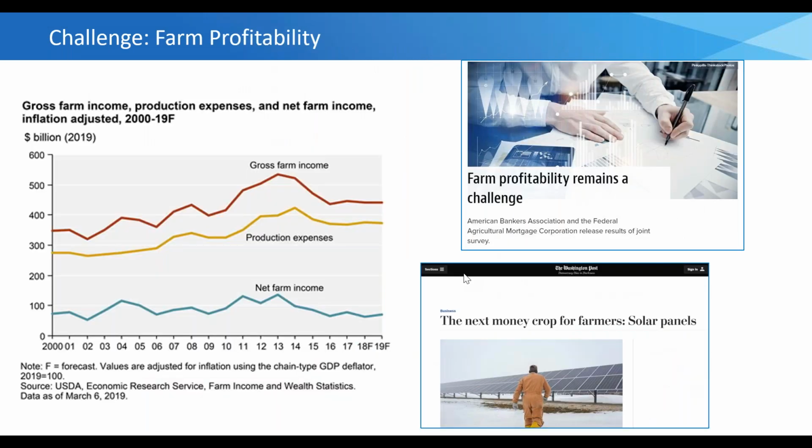This has been compounded by the fact that farm profitability has recently been declining, and we've seen a lot of solar developers working to put projects on agricultural lands, which has led to some pushback and some concerns that we're going to be losing some of our prime agricultural lands to solar development.